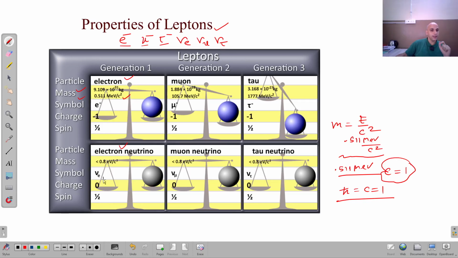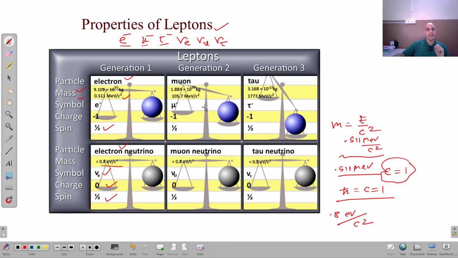As far as the electron neutrino is concerned, earlier it was believed that they have 0 rest mass, but with the advancement in high energy physics and modern particle accelerators, it is now found that they have a very small mass of the order of 0.8 electron volt upon c square. This is the mass of these electron neutrinos. Their charge is 0. They are fermions, meaning spin half. Electrons are also fermions, spin half, right?